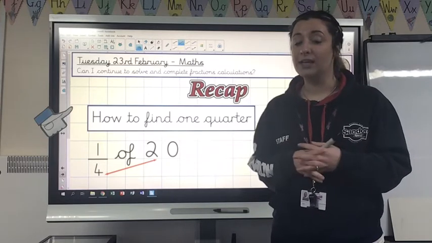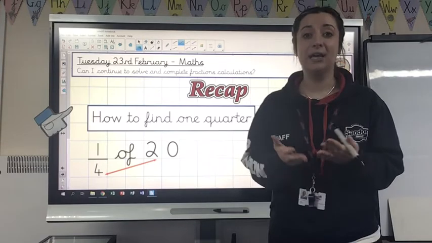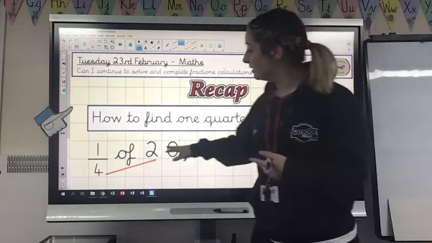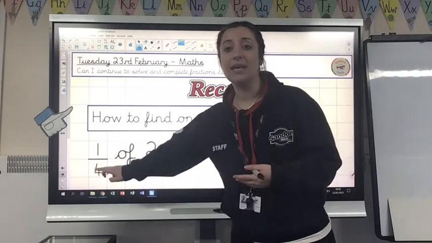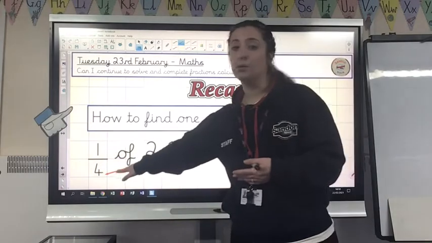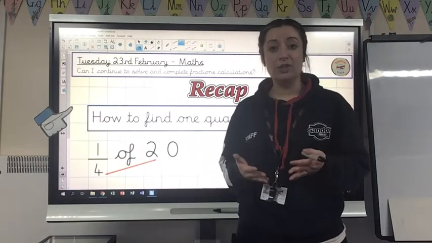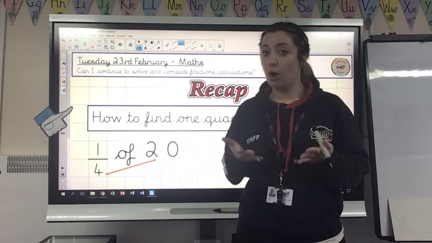Okay, so hopefully you have all recognised that yesterday we were doing division, weren't we? It was dividing. We needed to divide 20 by the denominator, which was 4. So we divided 20 by 4, and that answer gave us 1/4. Now what we're going to do is work out how we can find 1/5.